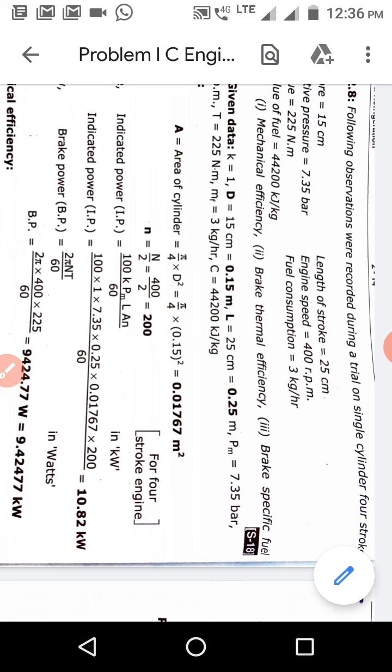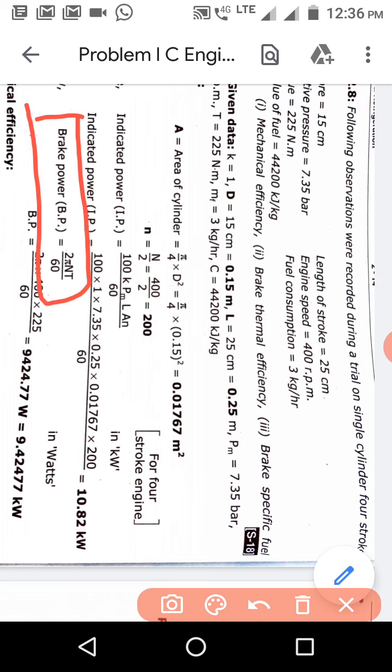Again, they have not given the diameter of the brake drum, but they have given the net torque. Already while discussing the rope brake diameter, we have discussed that we calculate using the basic formula for power, which is 2 pi N T by 60, when the speed of the engine is in revolutions per minute.